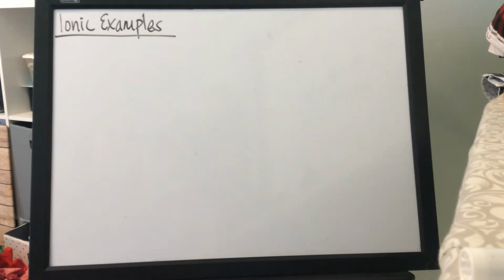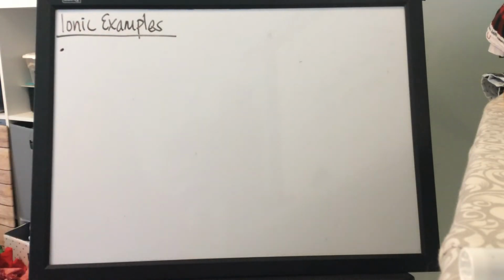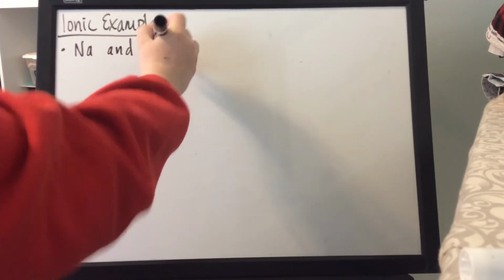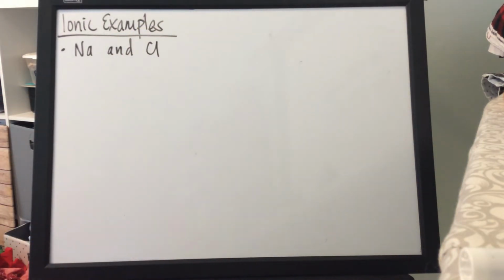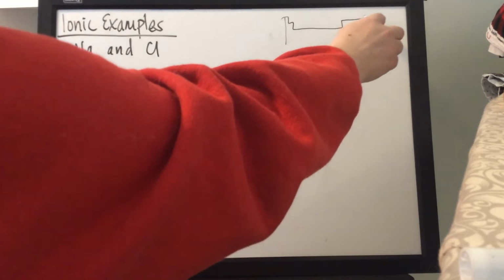So remember, ionic has to have a metal and a nonmetal. Okay, and we have talked about this in class before, I believe. But probably the most famous example of ionic bonding is the bonding between sodium and chlorine. Okay, and I think most of us know that this forms salt, very common substance. And so we're going to talk about it from a little bit of a different perspective. So I'm going to draw over here because it may have been a little while.